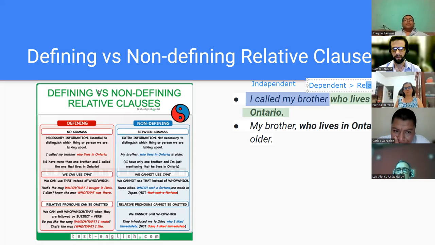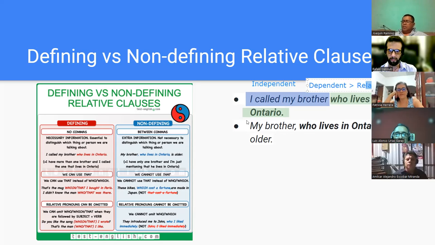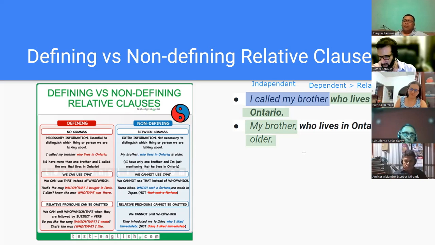Very good. So notice that we are using the exact same words in the second sentence. Okay. So how many clauses do we have in the second one? We have two. Where is the first one? My brother is older. Exactly. My brother is older is the first clause. Okay. Very good. And then, where's the second clause? Who lives in Ontario, right? This right here, guys, is the second clause, okay?